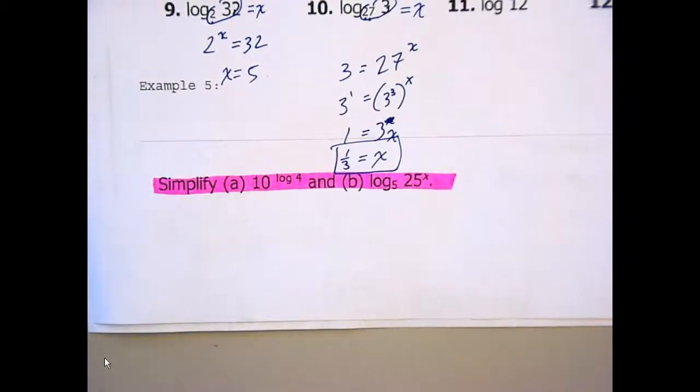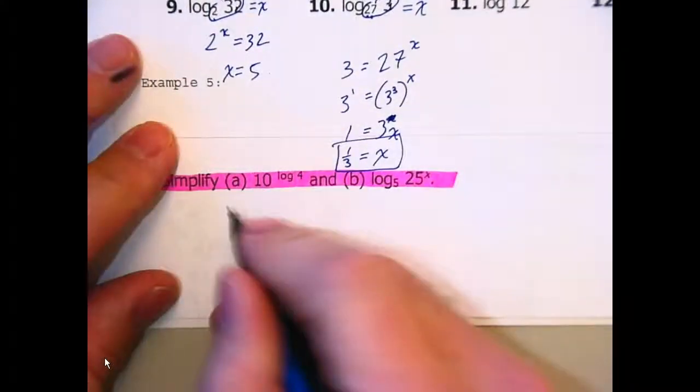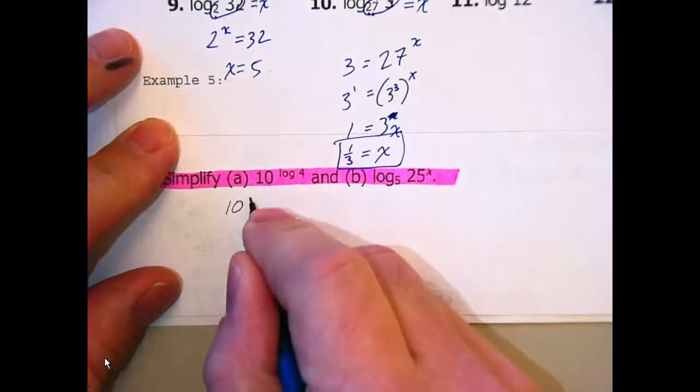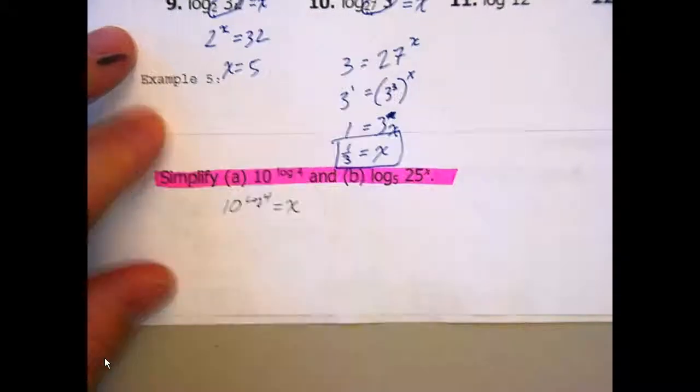And then there's me just being able to say, hey, the answer's 4. Why? I don't know. It's just 4. So making sure that you understand maybe the shortcuts, but also conceptually how it works. So when I look at this, I look at it as saying 10 to the log 4 equals x.